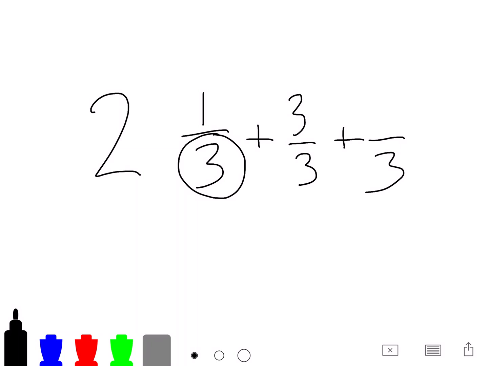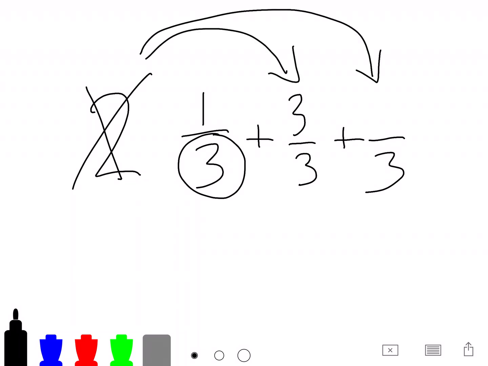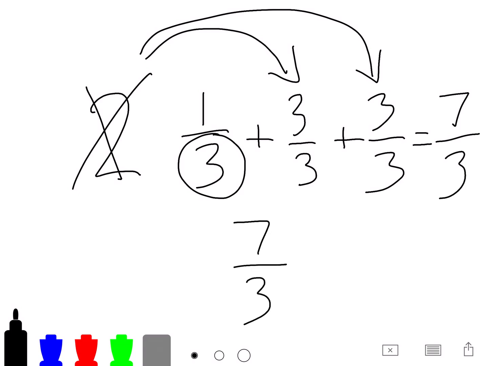So what we're going to do is we're converting that number 2 into 2 new fractions. 3/3, which equals 1, plus 3/3, which equals 1. So now we can go ahead and add this up. And remember, all we do is add the numerators when we add fractions. So we're going to add 1 plus 3, which equals 7. And then, of course, the denominator remains 3. And we have a new fraction of 7/3.